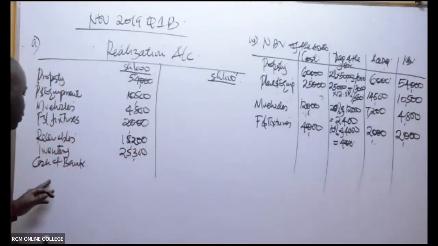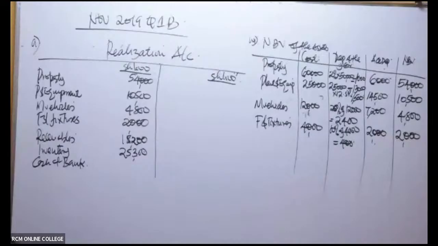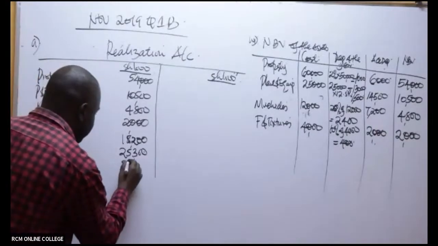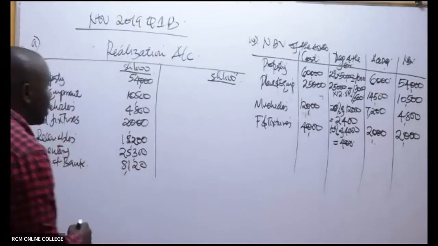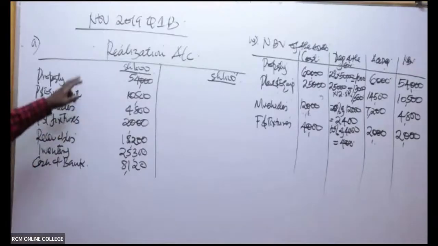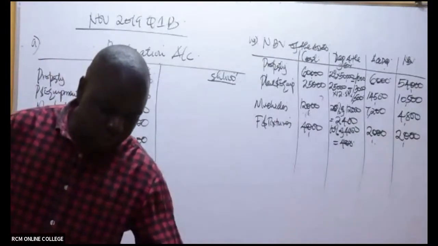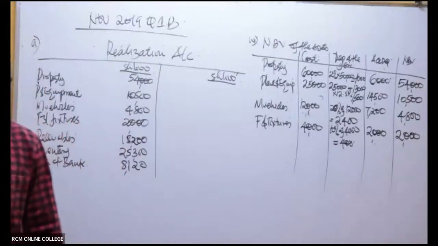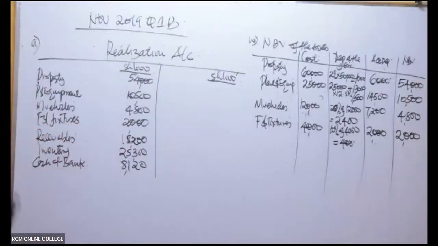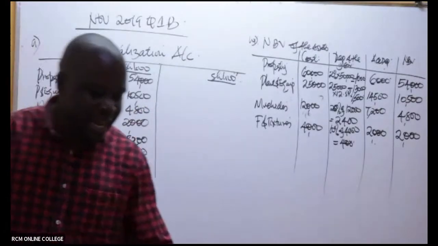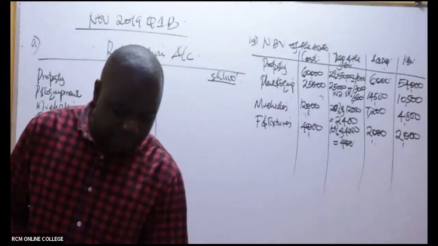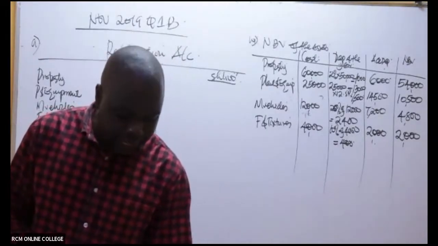Then our cash at bank, which is part of the current assets, is 8,120,000. So that is how you deal with the debit side: in our format, we said you debit all the non-current assets at net book value, and also recognize the other current assets. Then on the credit side, you have to consider the current liabilities that were taken over.